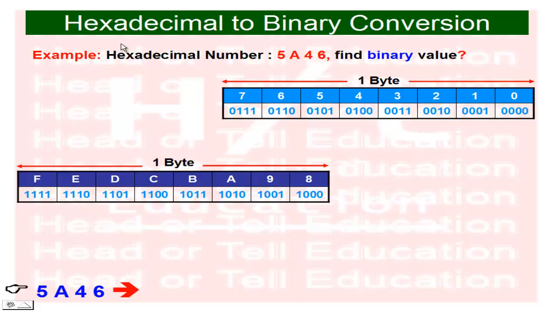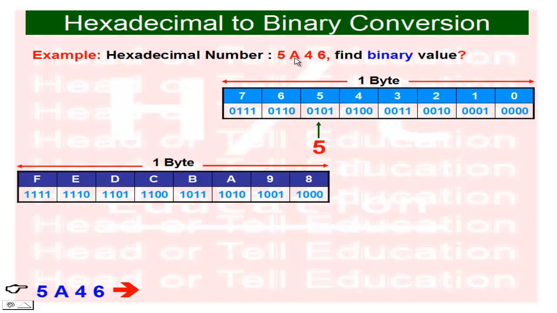Next, converting a hexadecimal value to a binary number. This is also very simple. First, our hexadecimal number is 5A46. Find the binary value of each digit in the hexadecimal. The first digit is 5, and its binary value is 0101.